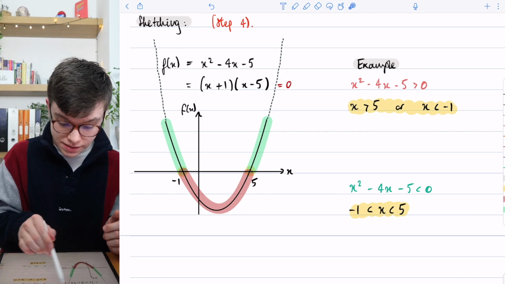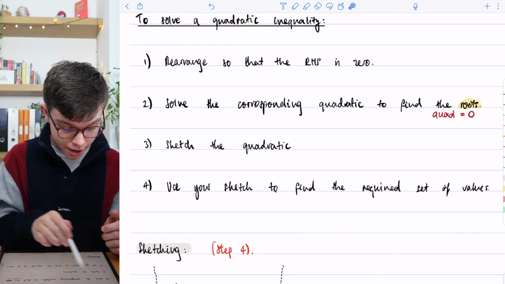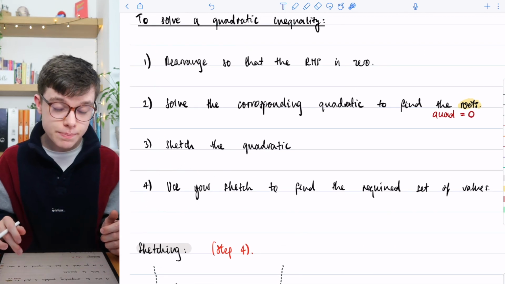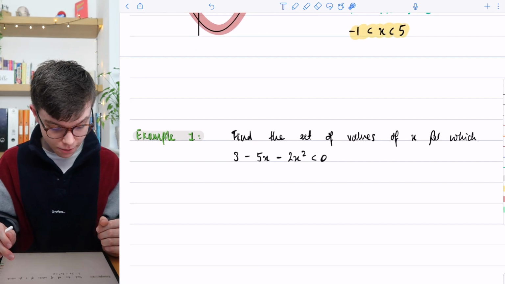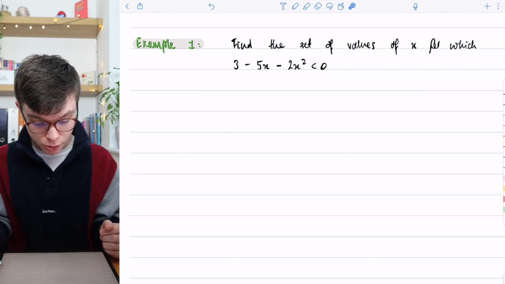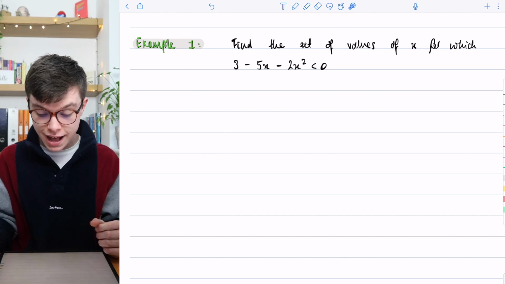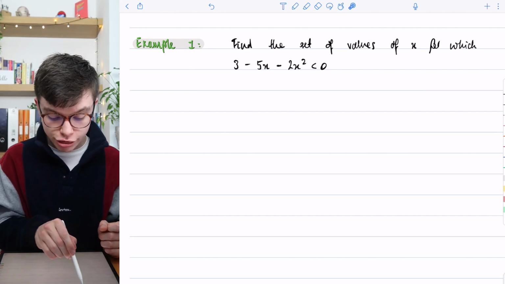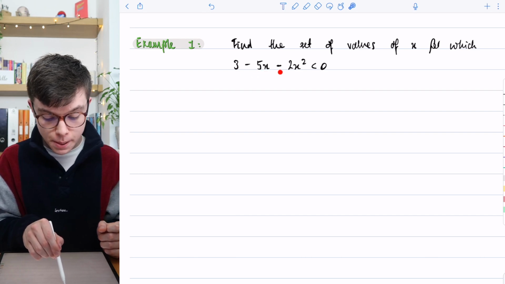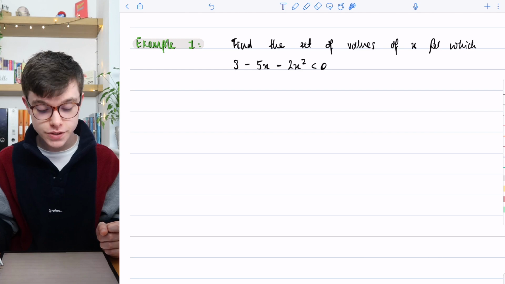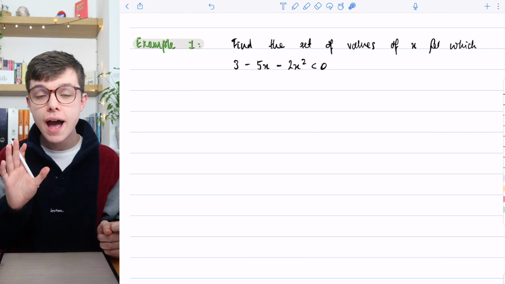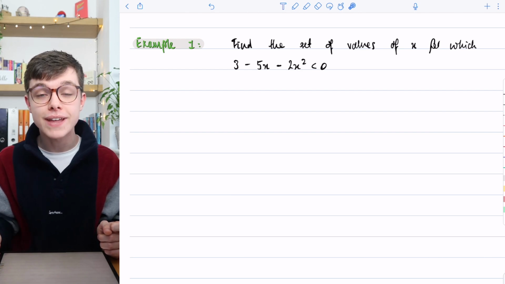Once you actually do this manipulation in parts 1, 2 and 3, you get to part 4 and you're going to do something like this. Okay, so let's have a look at an example. We are asked to find the set of values of x for which 3 minus 5x minus 2x squared is less than 0. So pause and have a go if you want to, and then press play and we'll work through the answer.